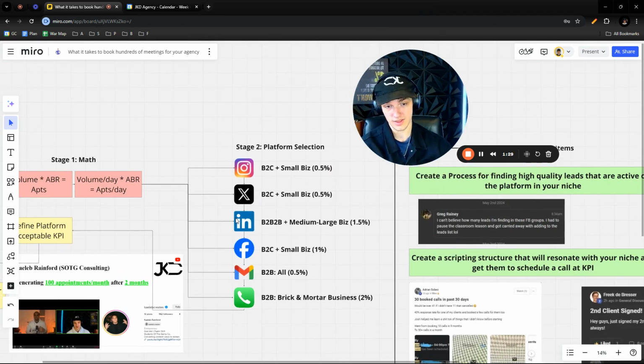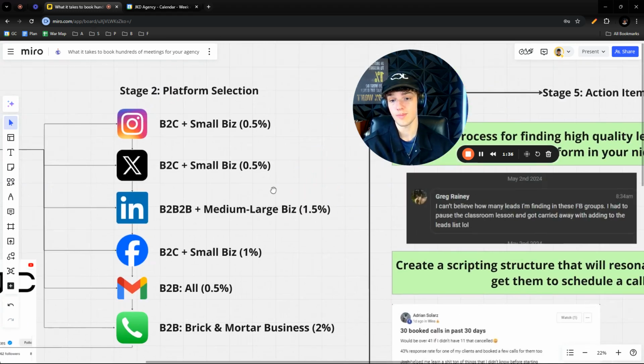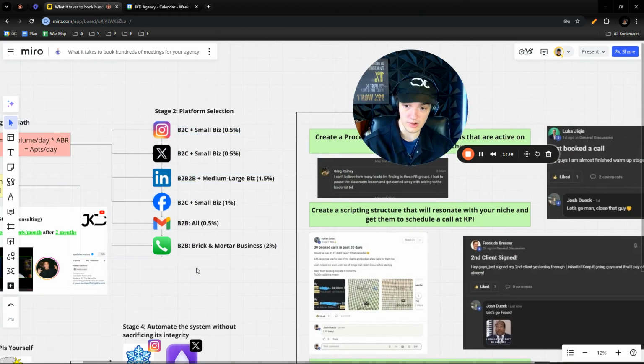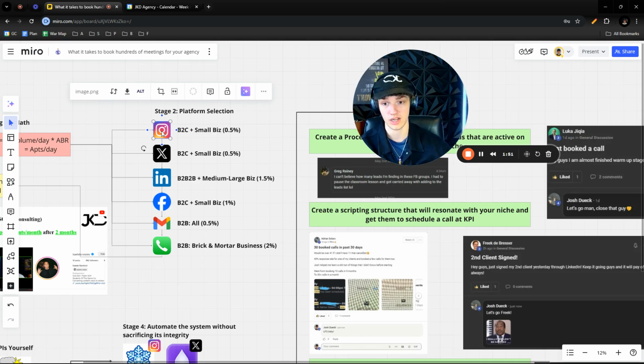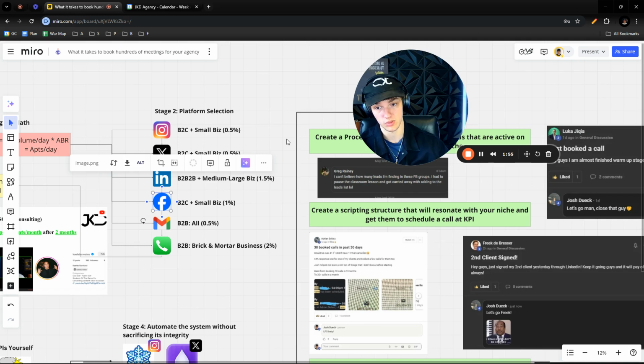Now, the second step of this process is selecting a platform where you are going to get the most success from, okay? These are the main platforms that people use to do outreach. Obviously, there are different nuances and different ones that you can use, but these are typically the main ones that work the best. So if you are targeting small businesses or consumers, Instagram or Twitter or Facebook are typically going to work very, very well.